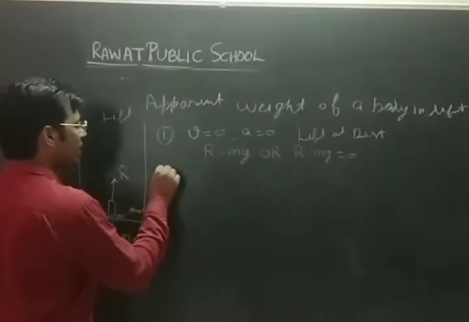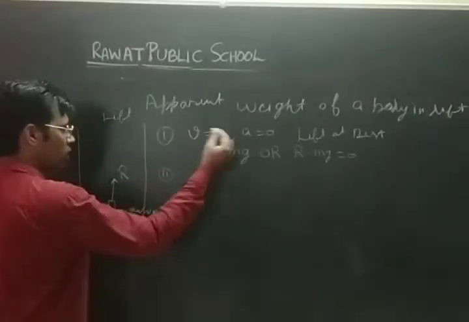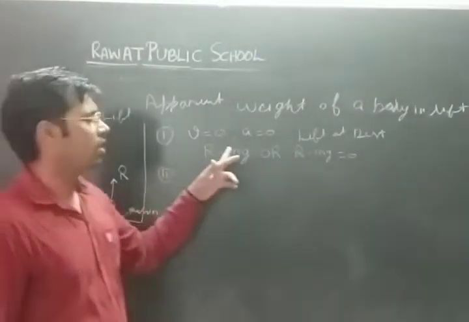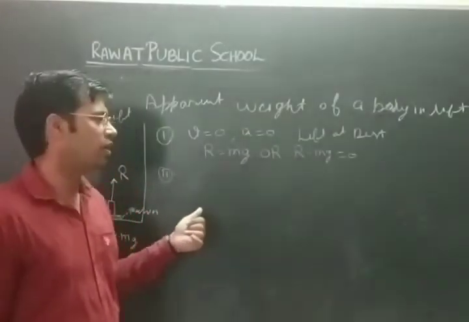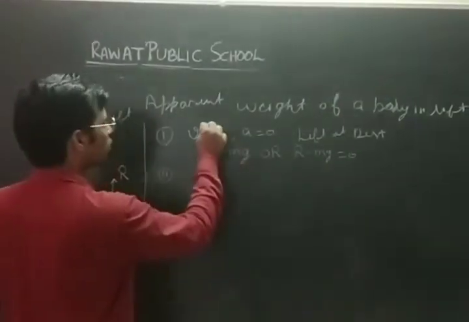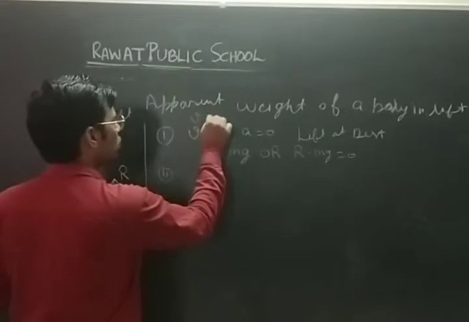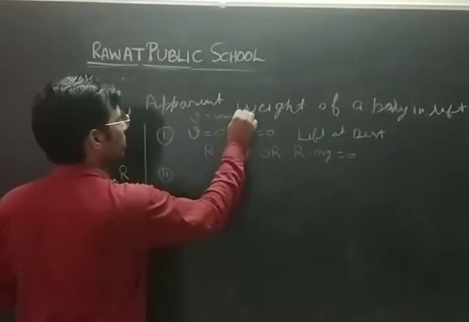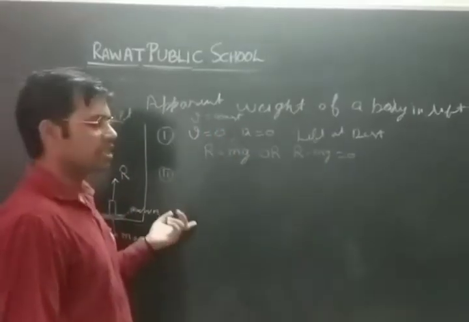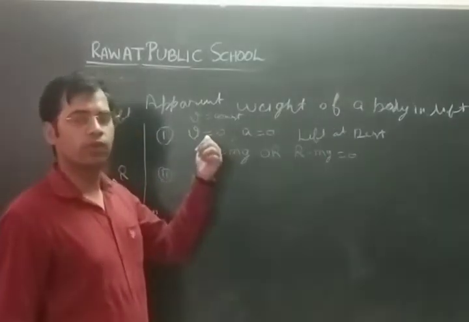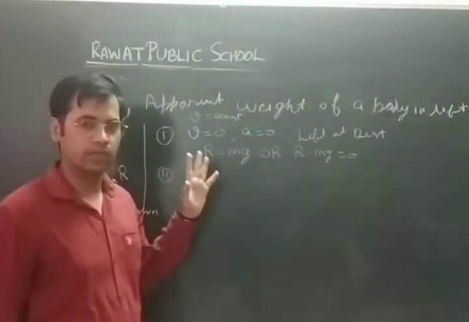Now you can also use the same expression when the object is moving with a constant velocity. So this is the case for constant velocity as well, v is equal to constant. In that condition, the acceleration of the object is 0. The object is moving with constant velocity.